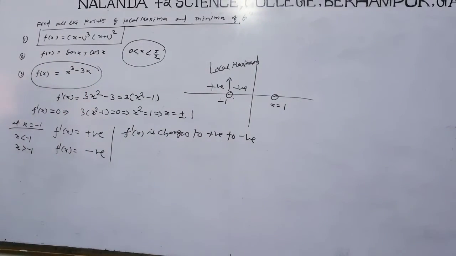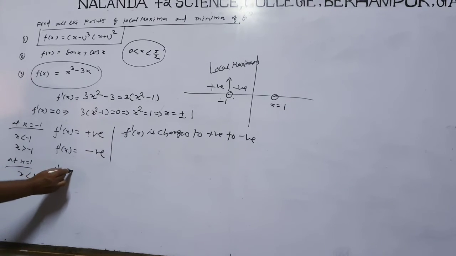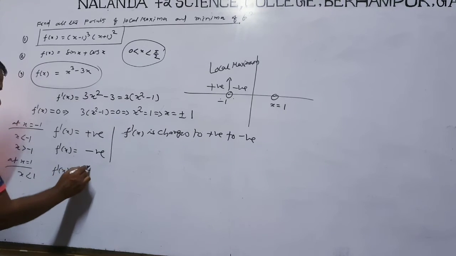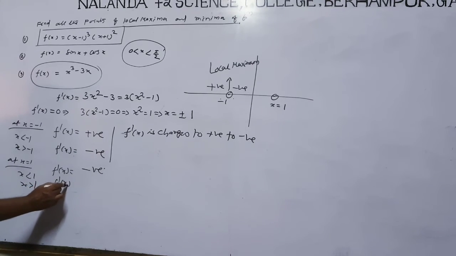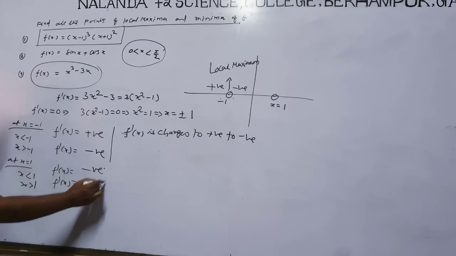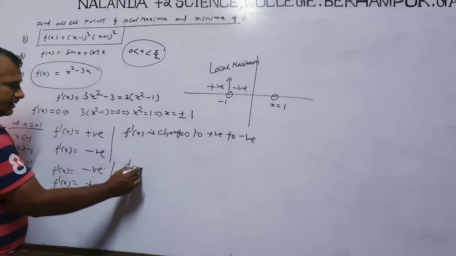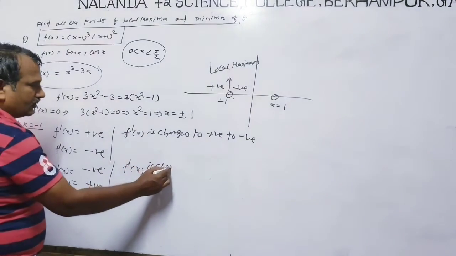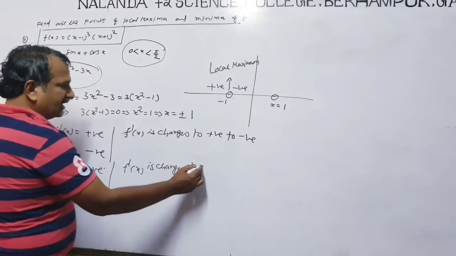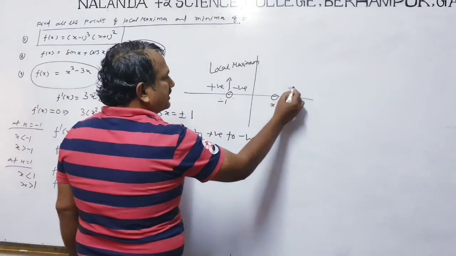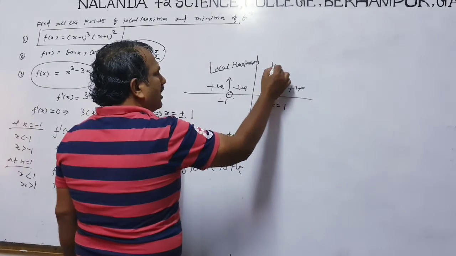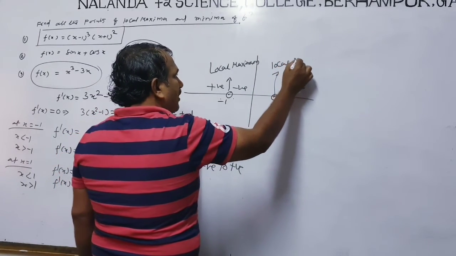Now similarly at x equal to 1, when x is less than 1, what is f dash x? Less than 1 is negative. When x is greater than 1, what is f dash x? It is positive. So f dash x changes from negative to positive. Negative to positive means this is a local minimum.